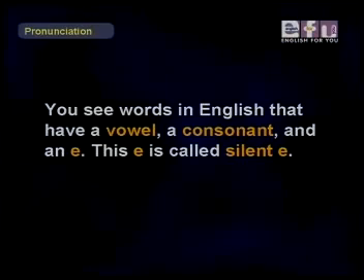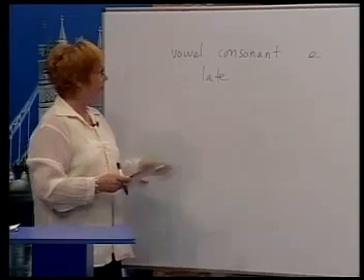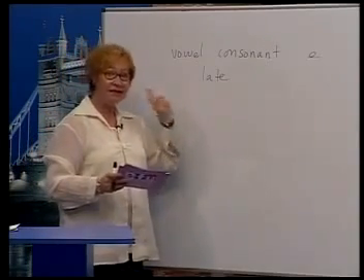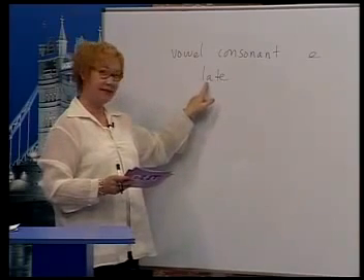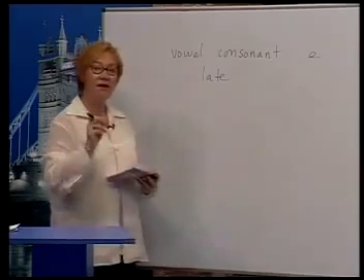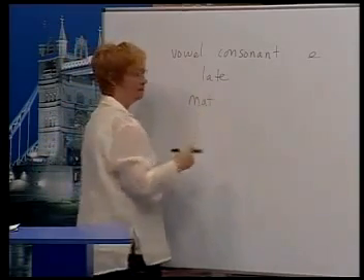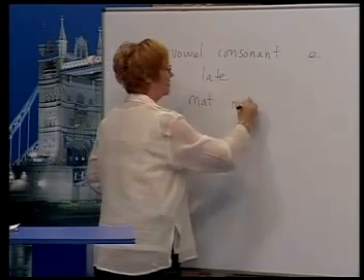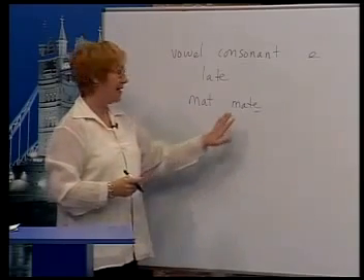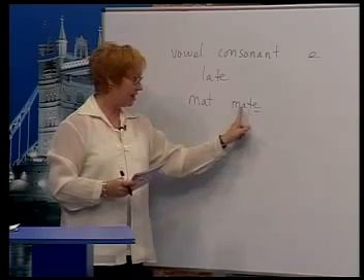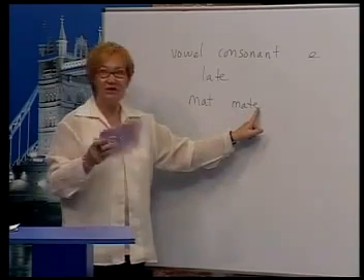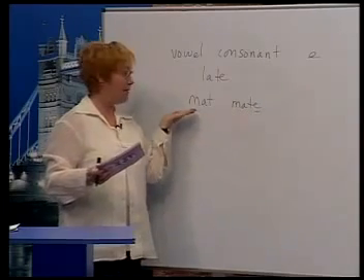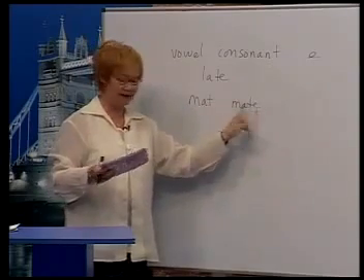Okay? Now, again, you see words in English that have a vowel, a consonant, and an E. This E is called silent E, like in the word late. Okay? The E has no sound, but it is important because this E changes the sound of this. Okay? Now, here's an example. Mat, short A, mat. Mate, mate. Okay? This E changes the sound. We don't hear the E. There's no sound for this, but it makes this sound different. Mat, mate. Okay? Because of this E.